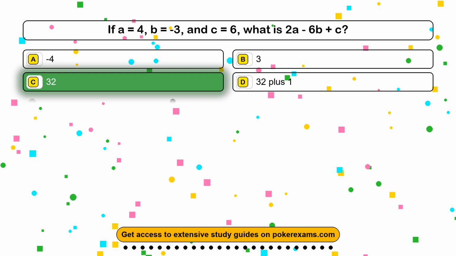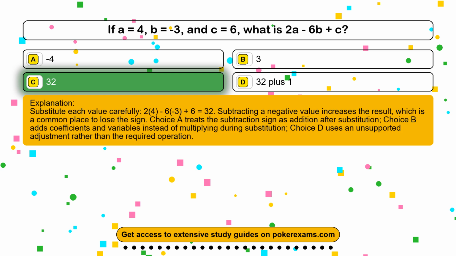The correct answer is option C, 32. Substitute each value carefully. 2 times 4 minus 6 times minus 3 plus 6 equals 32. Subtracting a negative value increases the result, which is a common place to lose the sign. Choice A treats the subtraction sign as addition after substitution. Choice B adds coefficients and variables instead of multiplying during substitution. Choice D uses an unsupported adjustment rather than the required operation.